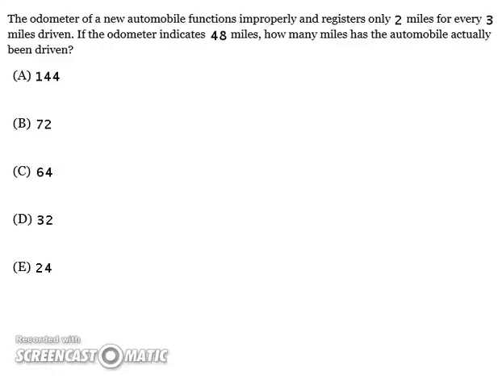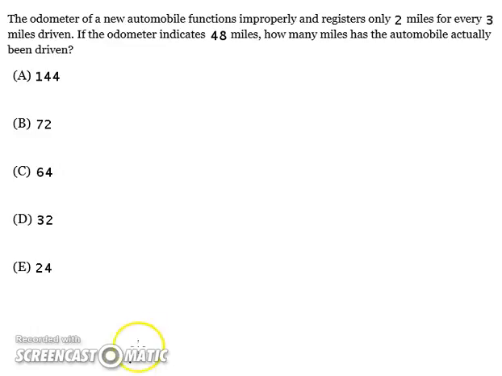This is the SAT question of the day for August 29, 2015. I'm going to show you how to solve it. The odometer of a new automobile functions improperly and registers only 2 miles for every 3 miles driven. If the odometer indicates 48 miles, how many miles has the automobile actually been driven?